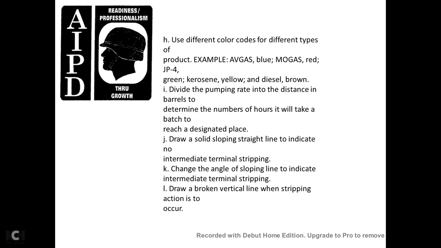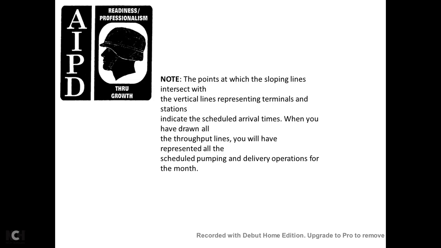Draw the solid sloping line straight to indicate no intermediate terminal stripping. Change the angle of the sloping line to indicate intermediate terminal stripping. Draw a broken vertical line where stripping action is to occur. Note the points where the sloping line intersects the vertical line representing the terminals and stations. Indicate the schedule of arrival times. When you have drawn all the through-output lines, you will have represented all scheduled pumping and delivery operations over each month.